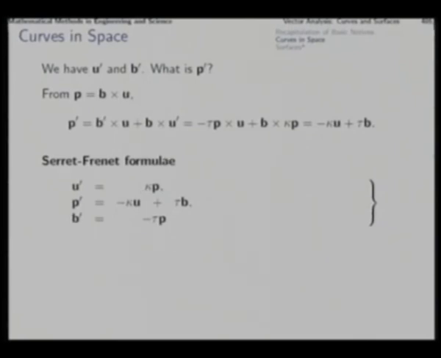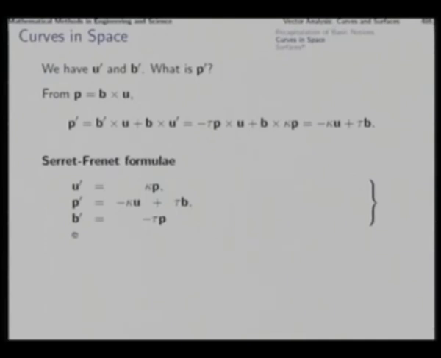Now, with these formulae, if you know the curvature and torsion as functions of the arc length, then given the initial vectors u, p, b at the starting point of the curve, you can determine the curve for all subsequent values of s. How do you do that? If you know kappa and tau as functions of s, then with the given values of u, p and b at s equal to 0, you know the complete right hand side. That means you know the rate of change of these three vectors u, p, b.